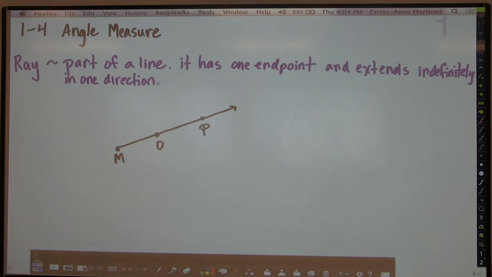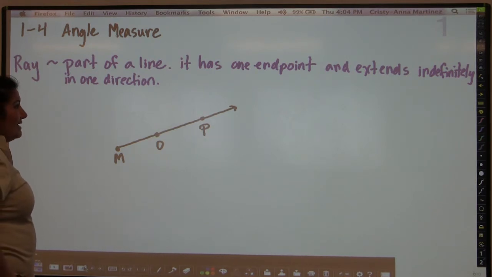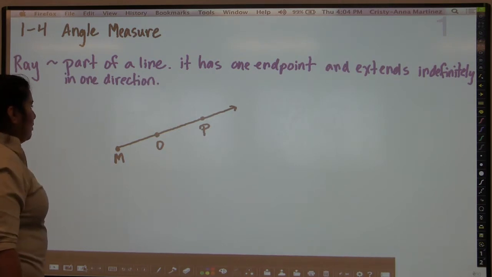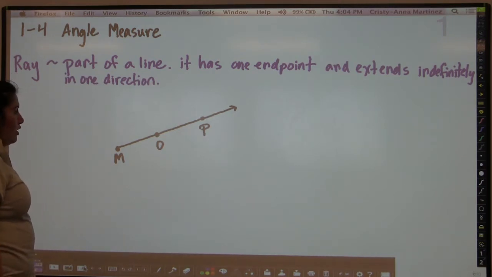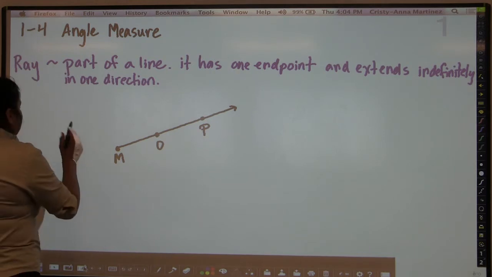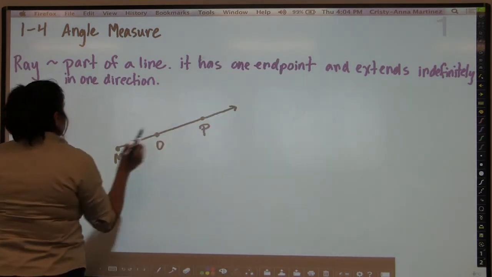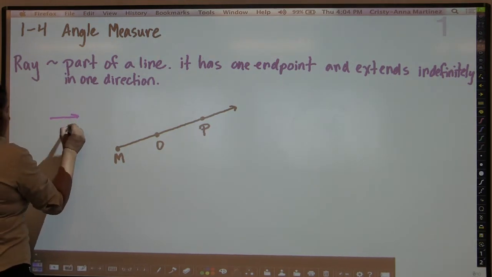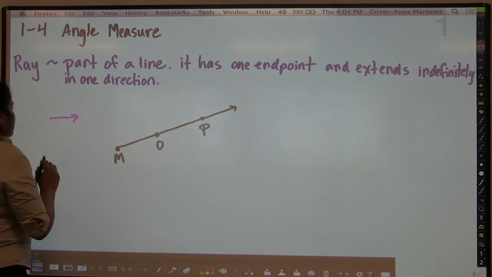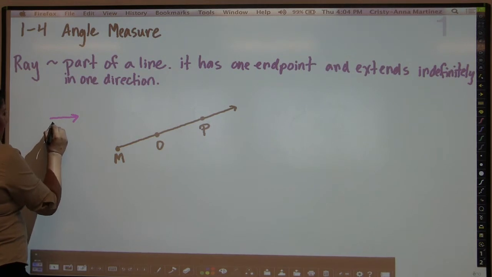First up is a ray. A ray is a part of the line. It has one endpoint and extends indefinitely in one direction. So here we have an example of a ray. When you name rays, which is probably the more important part, you use the symbol for a ray, which is basically a one-sided arrow, and you always want to start with the endpoint.